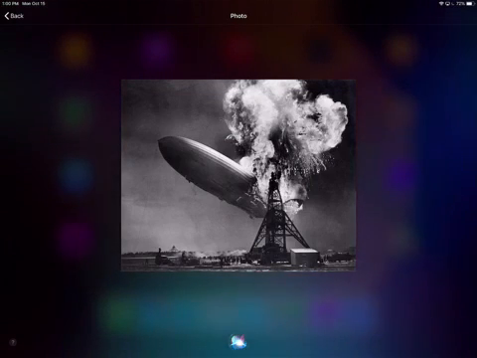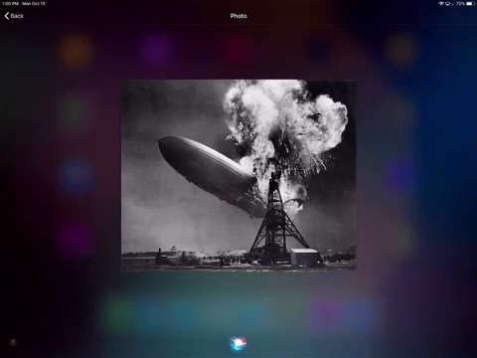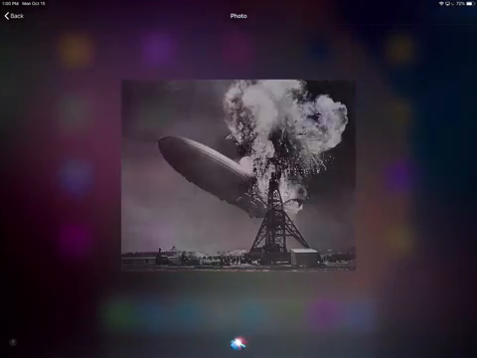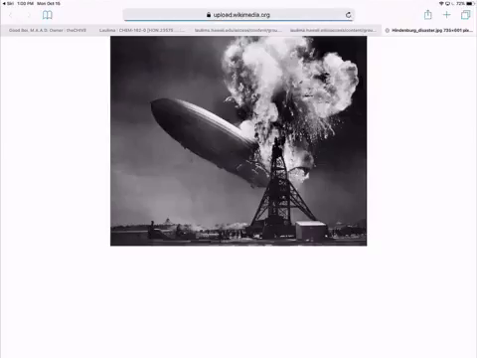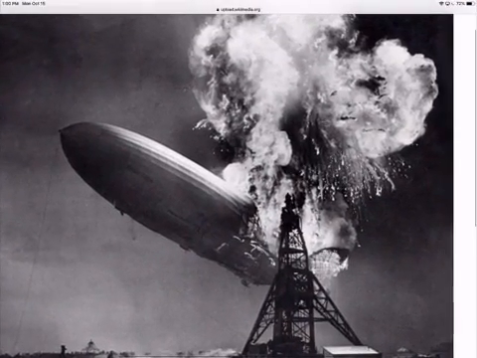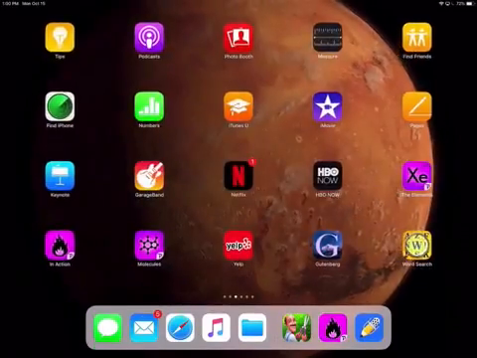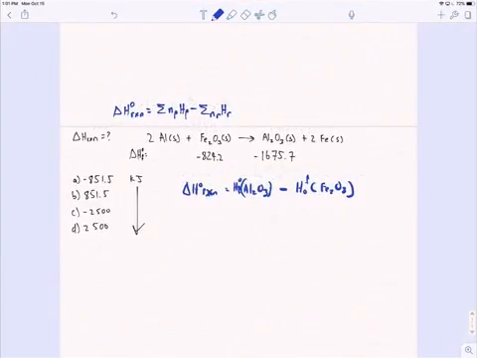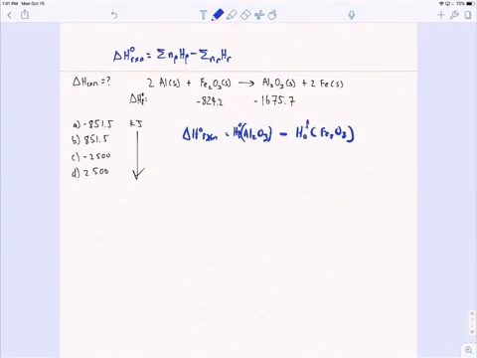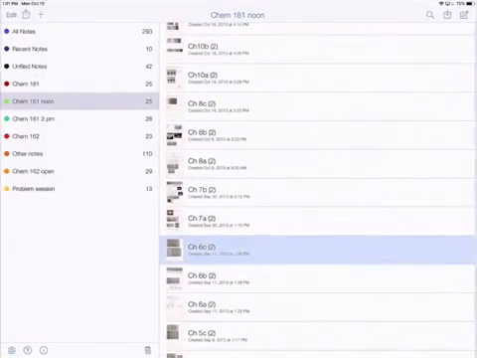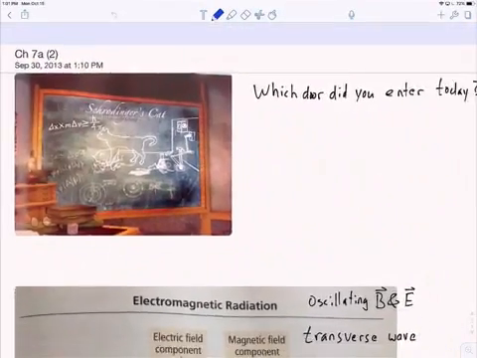There is the Hindenburg explosion. Thermite reaction, then exploded hydrogen. Okay. So, questions on this? All right, good. We're done with thermo. Whew. We can enter quantum mechanics.